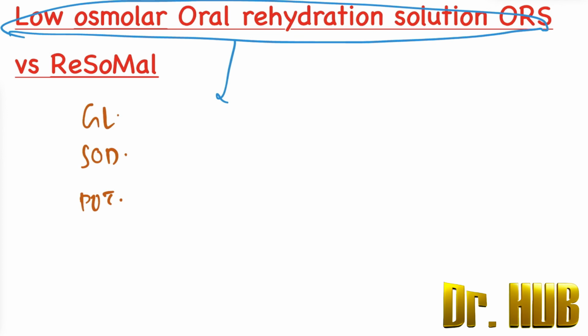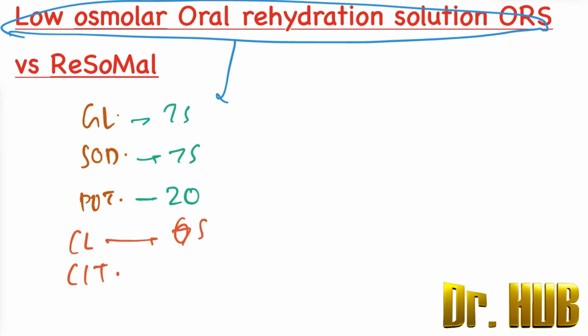So let's look at the amount. Here the glucose is about 75, and the unit is millimole per liter. The sodium is about 75. The potassium is about 20. Next we have the chloride and the citrate. Chloride is about 65, and then comes the presence of citrate. Citrate is about 10.